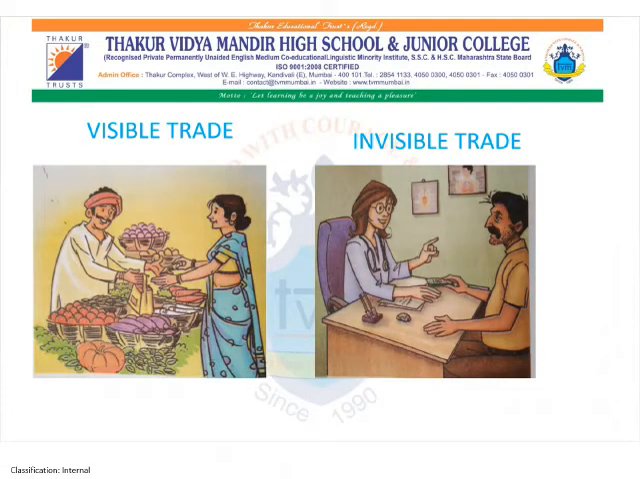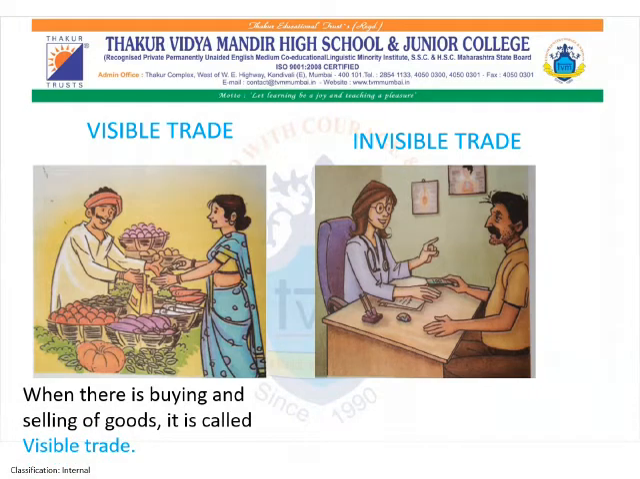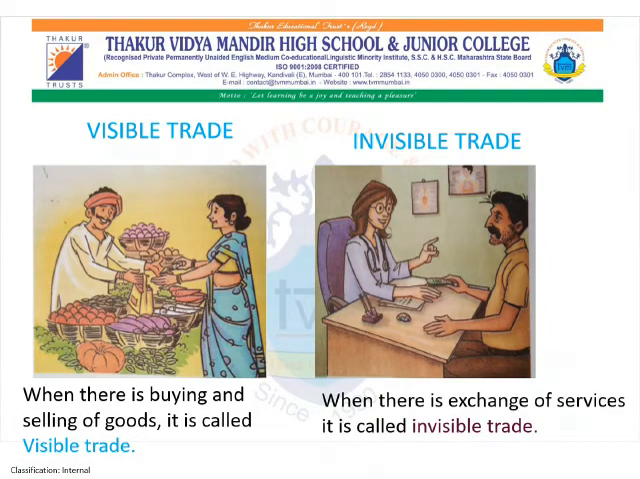Let us study visible trade and invisible trade. What is visible trade? In the figure we can see there is buying and selling of goods. This buying and selling of goods is called visible trade. In the second image, that is invisible trade. Here we cannot see buying and selling of goods, but we can see exchange of services. So where there is exchange of services, it is called invisible trade.